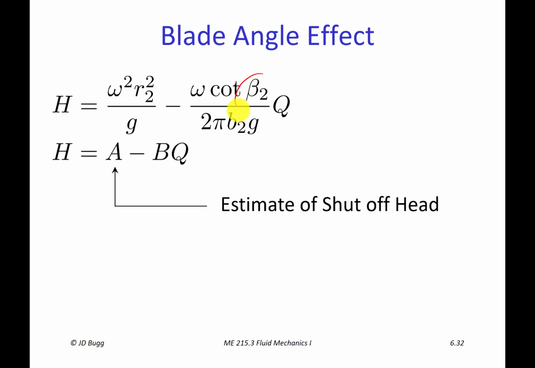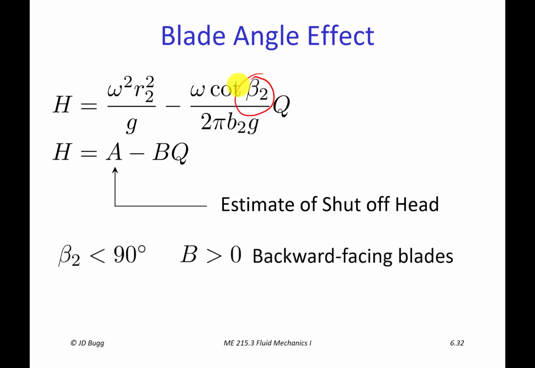However, that doesn't tell us anything about the influence of beta 2, the blade angle, on the pump performance curve. So for that we need to take a look at this term. So here's what happens. Well, if beta 2 is less than 90 degrees, and in fact that's how I've sketched them all up to this point. So beta 2 has always been less than 90 in the sketches we've seen. So for beta 2 less than 90, the cotangent of beta 2 is a positive number. So that means that B is going to be greater than 0.